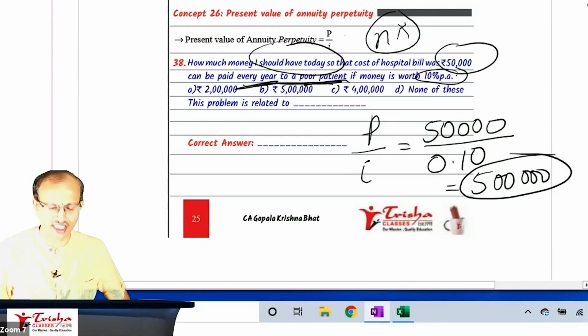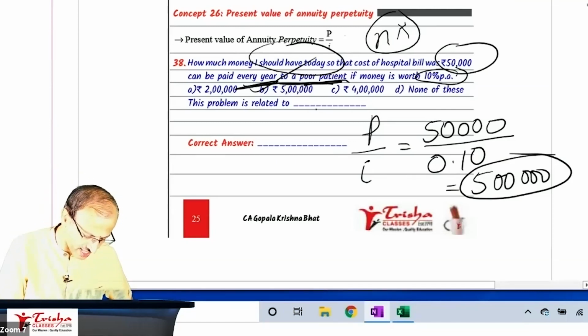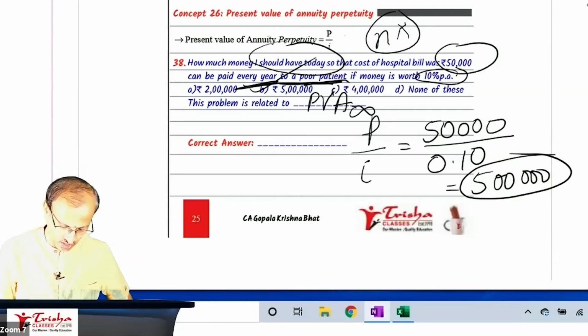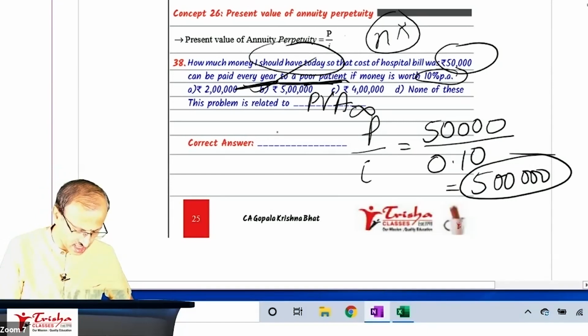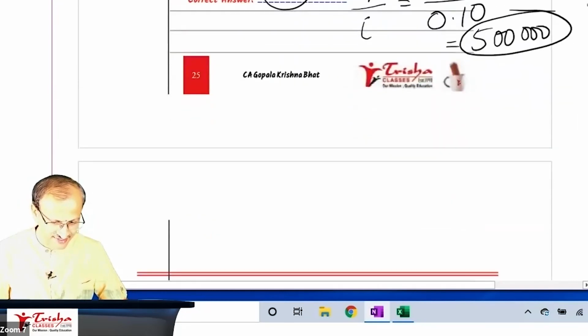So the answer is 5 lakh. Is that clear to all of you? How much should you have today so that you can provide that in perpetuity? 5 lakh. Correct answer. This problem is related to present value of annuity perpetuity, PVA infinity. So the correct answer is B. B for Bharat. Shall we go further?